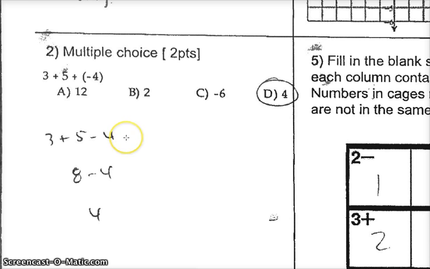Because if you're doing the order of operations, PEMDAS, I don't see any parentheses or exponents. There's no multiplication or division, so now I'm going to do addition and subtraction as I see them, left to right. So therefore, 3 plus 5 gives me 8, and 8 minus 4 is a positive 4. D is your answer for question number 2.